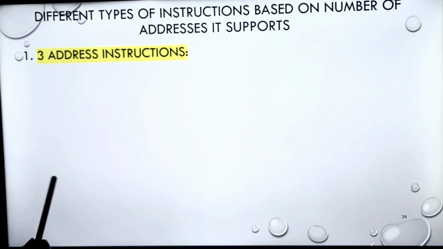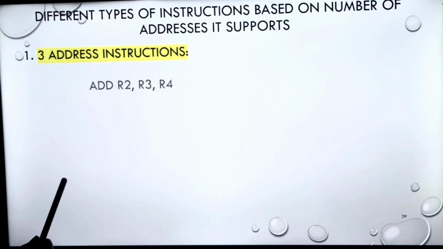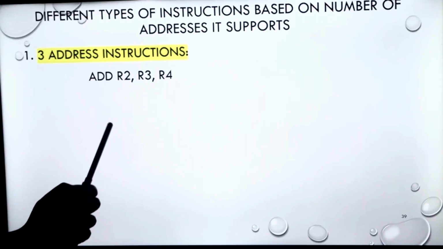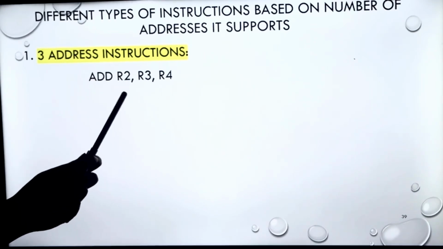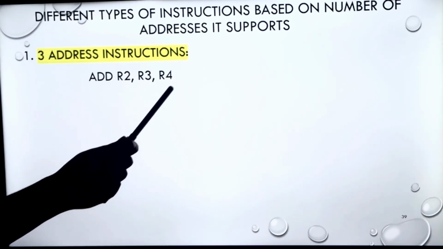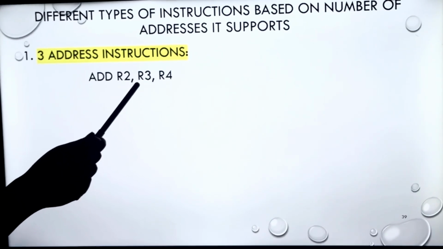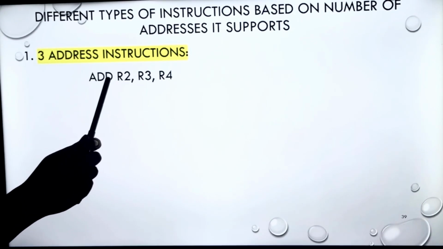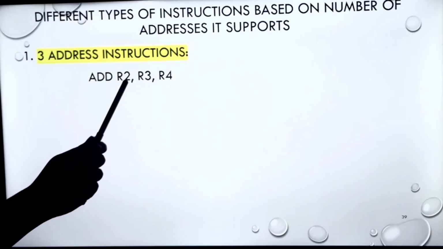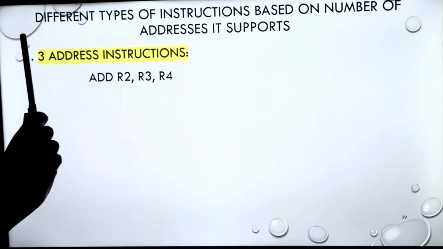Can you give some example for this? Yes, we can. For example, add R2, R3, R4. So here, how many addresses am I using in this instruction? 3. Although I am using all register addresses, you can use memory locations also, right? What does it mean? Add R2, R3, R4 is nothing but R2 equals R3 plus R4.